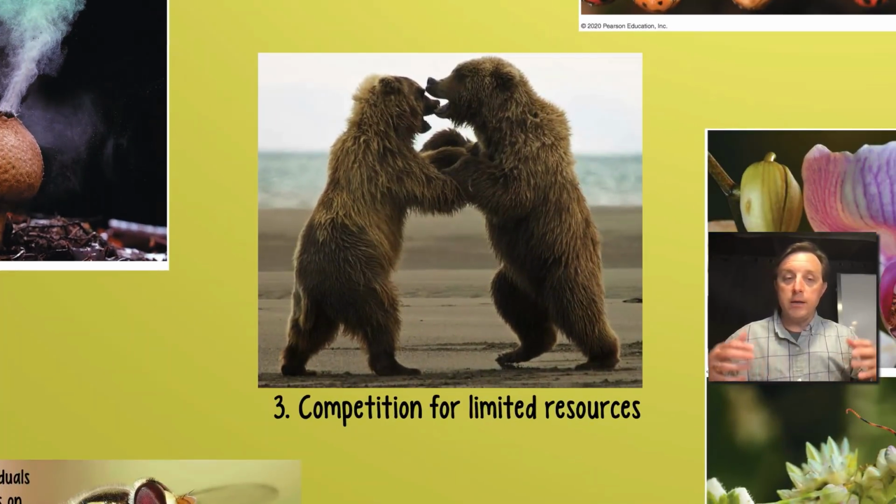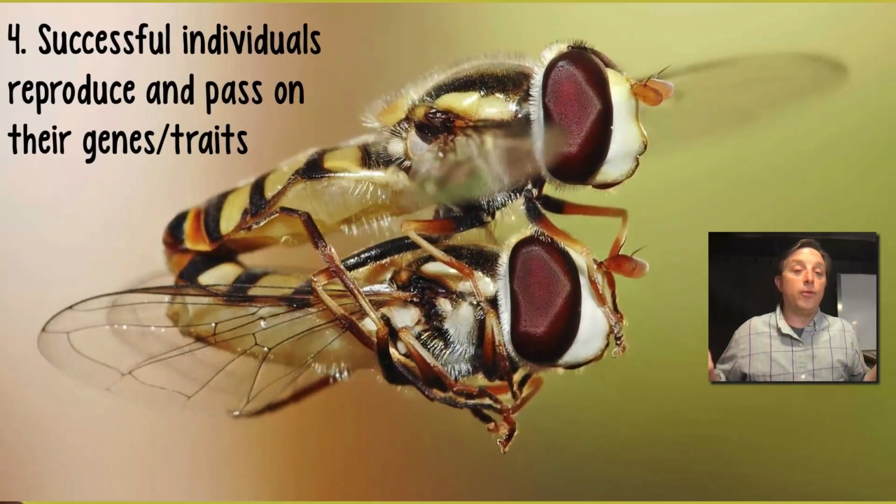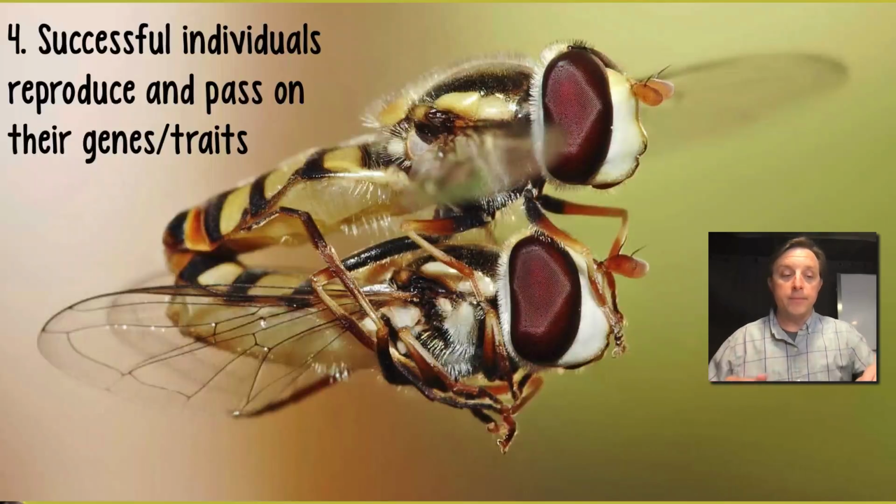However, they don't, because the resources are limited. So individuals have to compete for whatever resources are most limiting in that environment, whether that's food, water, or sunlight. There is intense competition for the limited resources. The winners of this competition, the successful individuals, will be able to reproduce and pass on those favorable traits, those traits that allow them to gather more resources within their environment.